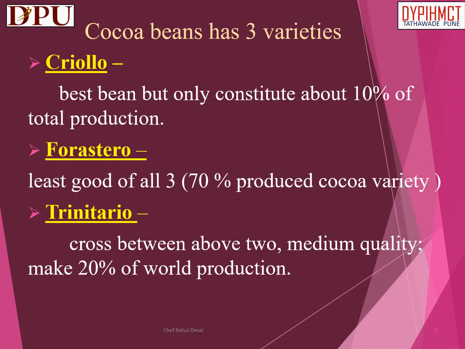Cocoa beans have three varieties. Criollo is the best bean, but only constitutes about 10% of total production. Forastero is the least good of all three, and is the 70% produced cocoa variety. Trinitario is a cross between the above two, of medium quality, and makes up 20% of world production.